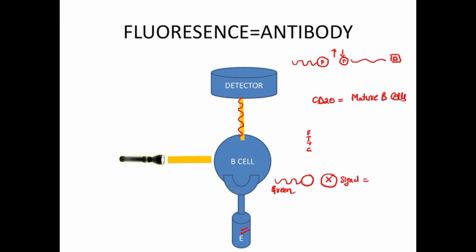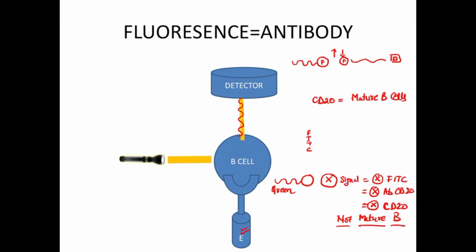If you don't detect a FITC signal, it means there is no FITC fluorochrome attached, which means there is no anti-CD20 antibody attached to it, which means it doesn't have the CD20 antigen, and that in turn means it can be anything but not a B cell. It may be a T cell, an NK cell, a monocyte, or a neutrophil, or anything but not a B cell, or not a mature B cell to be specific.